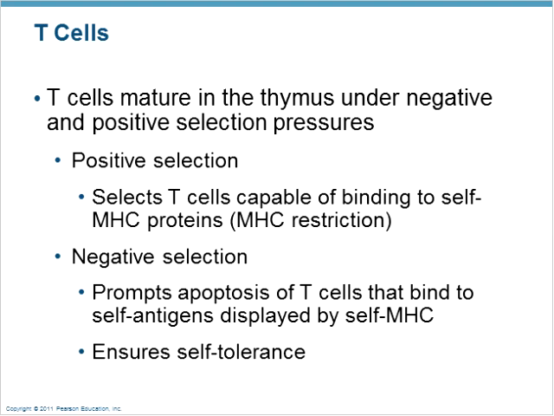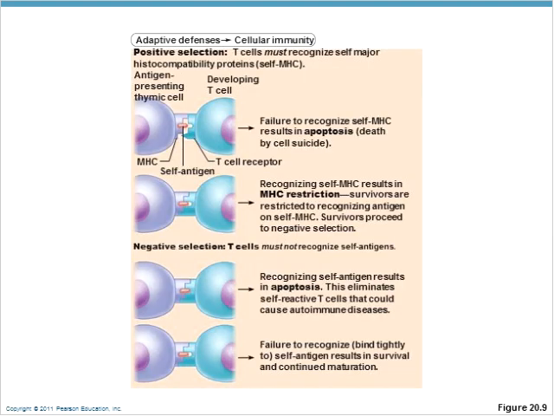And so those are the two reactions we have with T cells. You see that positive selection, if you will: T cells will recognize their self-major histocompatibility proteins of our MHC, and failure to recognize the self-MHC results in apoptosis, or death of that cell by suicide. Recognizing the self-MHC results in MHC restriction. That is, survivors are restricted to recognize antigens on the self-MHC. Survivors proceed to negative selection.